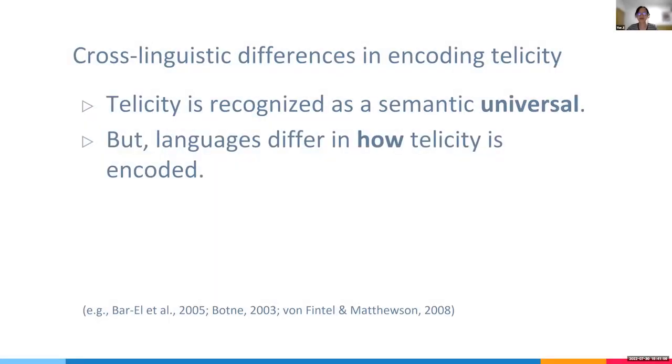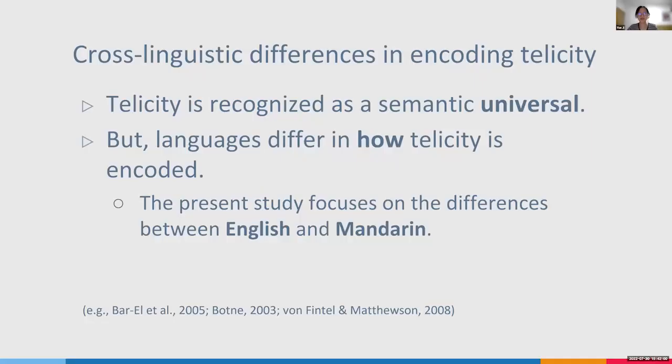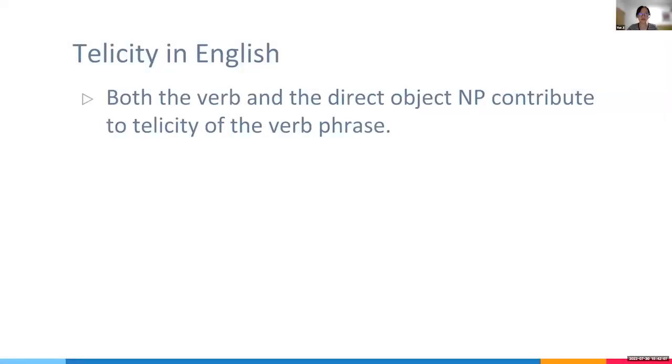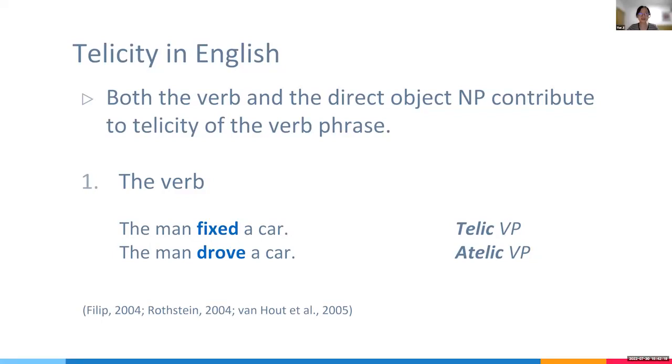However, languages differ in how telicity is encoded. And here we compare between English and Mandarin. So first, a brief summary about how telicity is encoded in English. Both the verb component and the direct object noun phrase contribute to telicity. We already looked at the pair of fixing a car and driving a car. Some verbs denote actions that lead to a perceptible change of state in the object, and the endpoint is the resultant state. These verbs express telic meanings. In contrast, other verbs like drive denote activities that don't have a perceptible change of state on the object, and these verbs express atelic meanings.